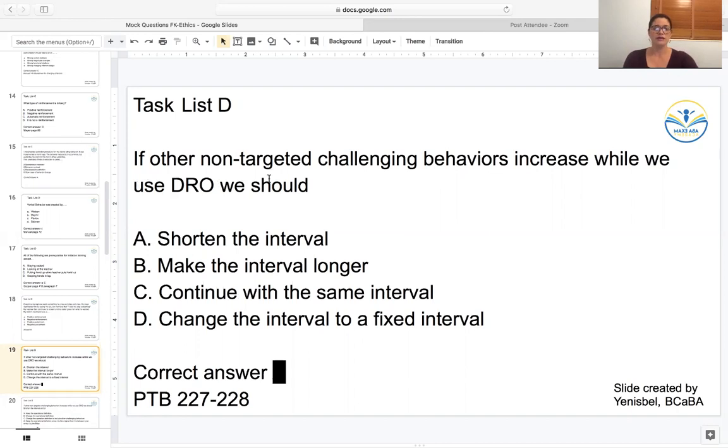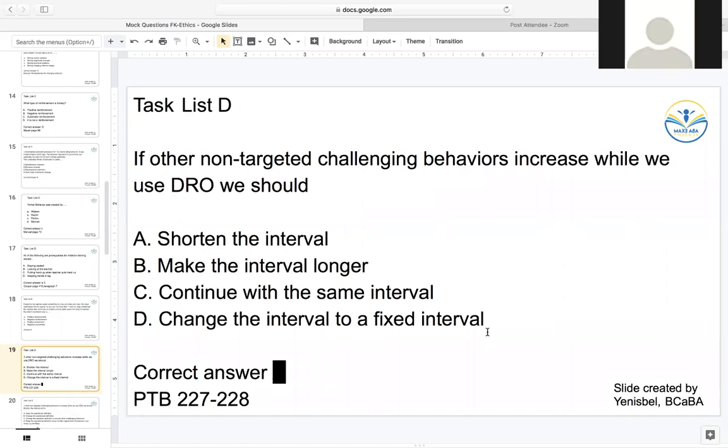If other non-targeted challenging behaviors increase while we use DRO, we should: A, shorten the interval; B, make the interval longer; C, continue with the same interval; or D, change the interval to a fixed interval. Tricky. I'm thinking.